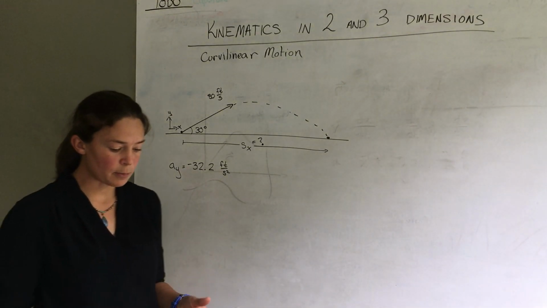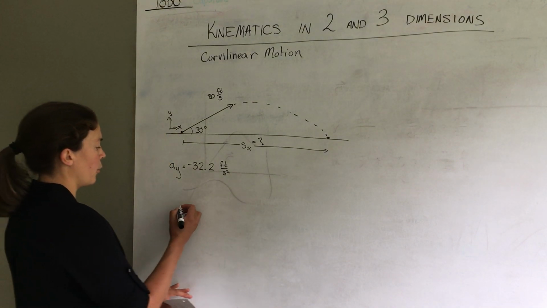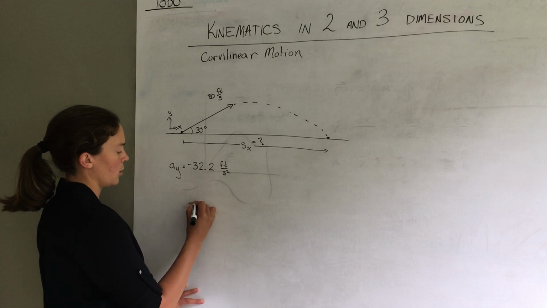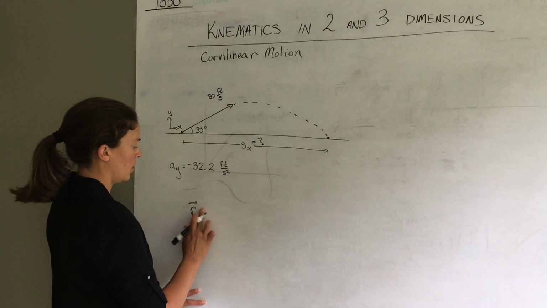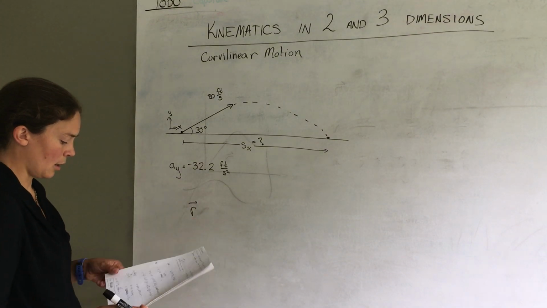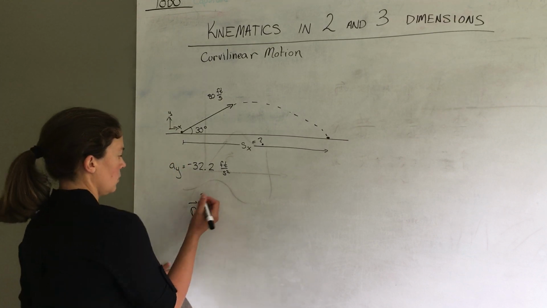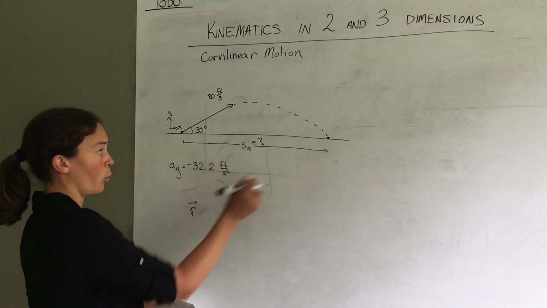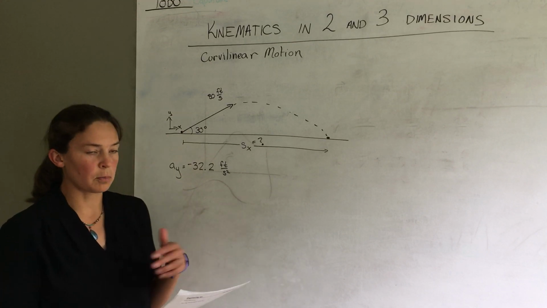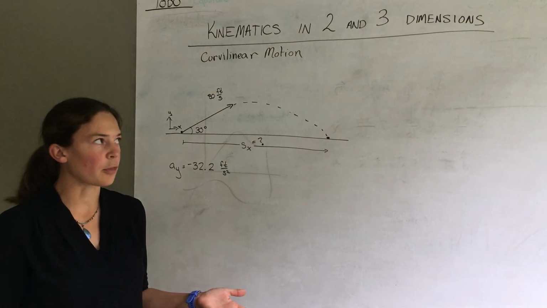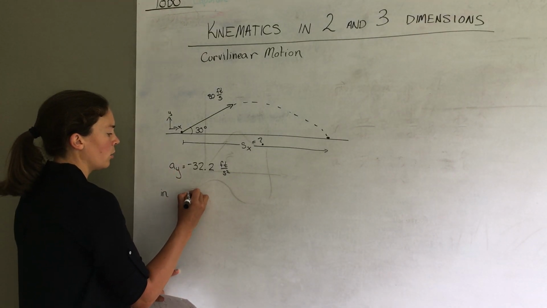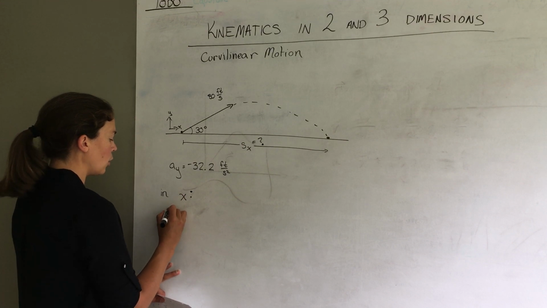Now to solve this problem, I am trying to find the position. We use r for the position vector. We want it as a function of time so that I can figure out what it is when it hits the ground. The easiest way to do this is to break this up into x's and y's and look at them separately. So in the x direction, I have an initial velocity.